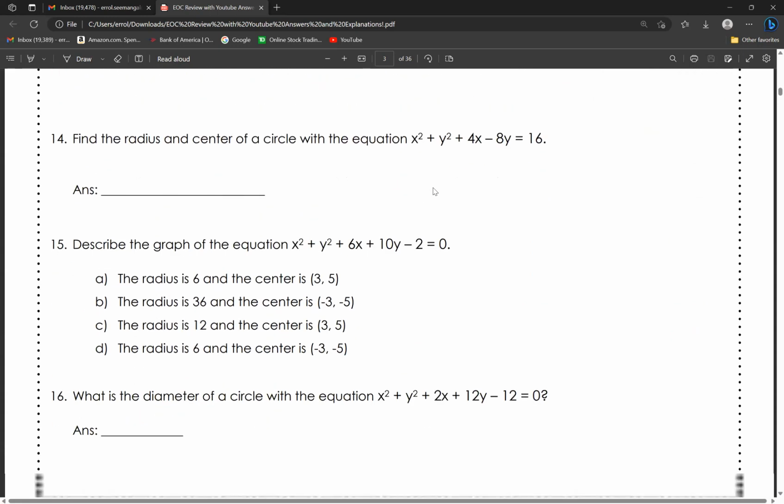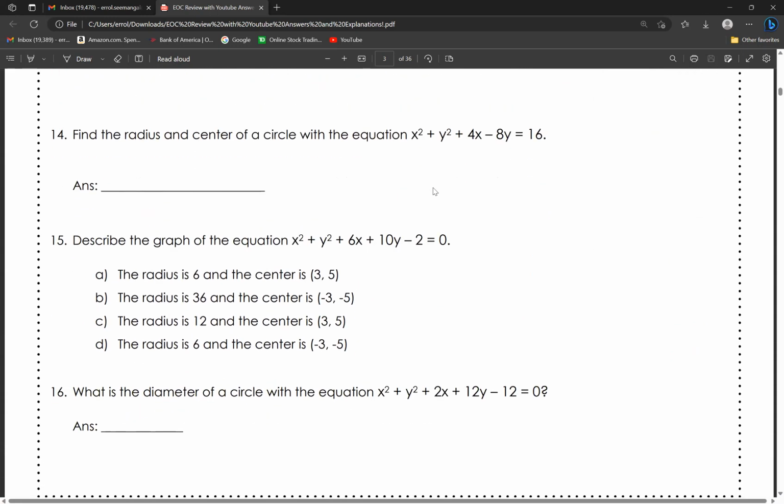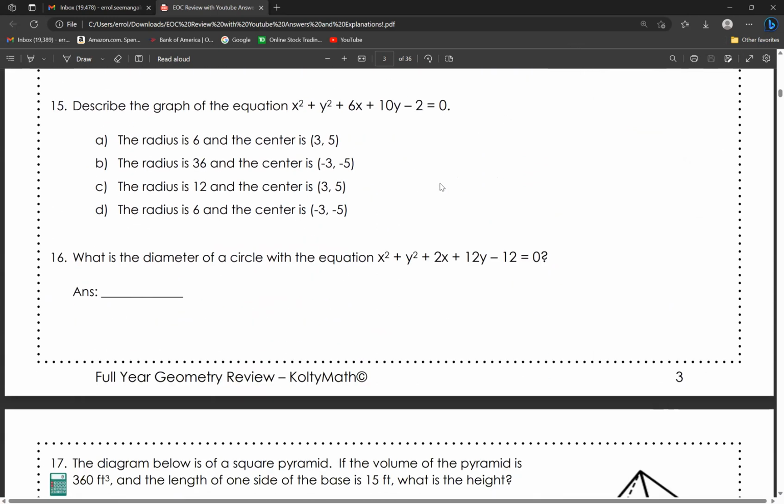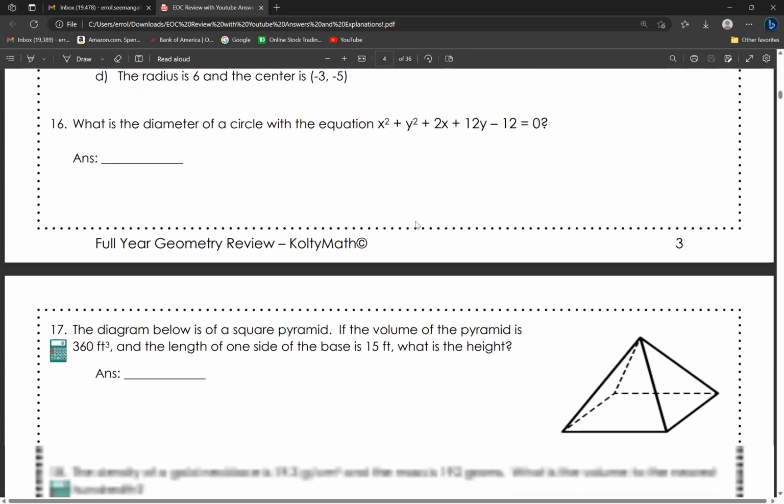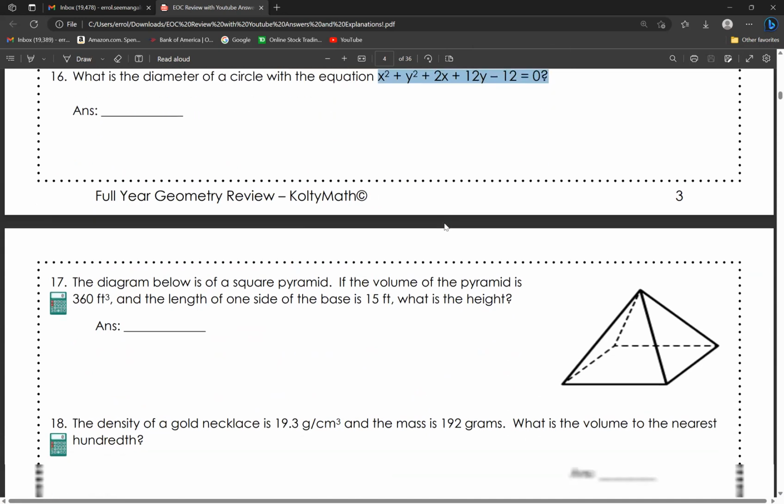Okay, volume question. Find the radius and center of the circle with the equation. Just complete the square on that. Describe the graph of the equation. This one, just complete the square. Put it in the right form. What is the diameter of the circle? Same thing with this one.